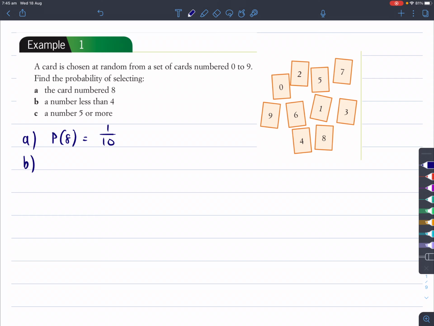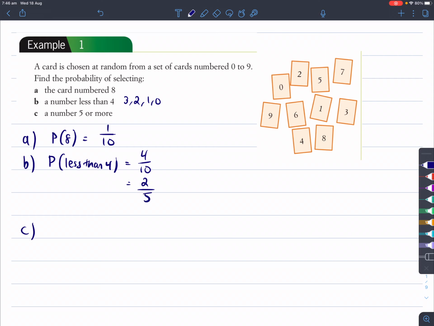Question B. Find the probability of selecting a number less than 4. The number less than 4 will start with 3, then anything under that will also be accepted. So 3, 2, 1, and 0. There are 4 numbers. And how we write that is we write P of less than 4 is equal to 4 out of 10, and we can further simplify that to become 2 out of 5.